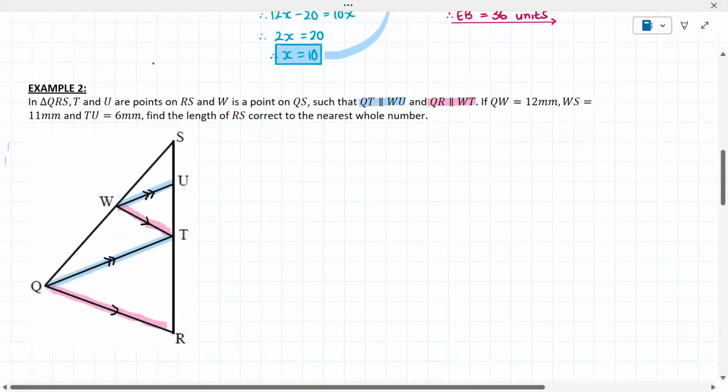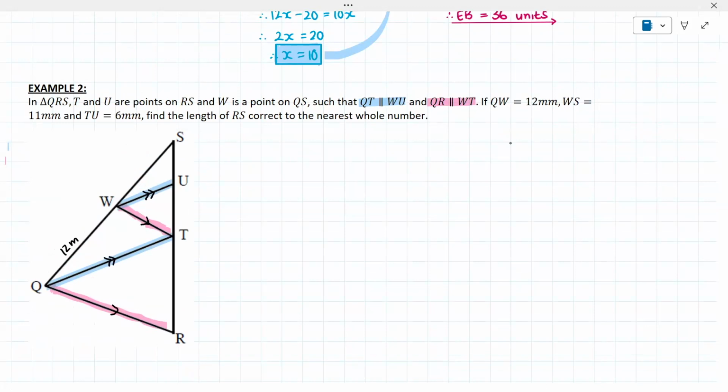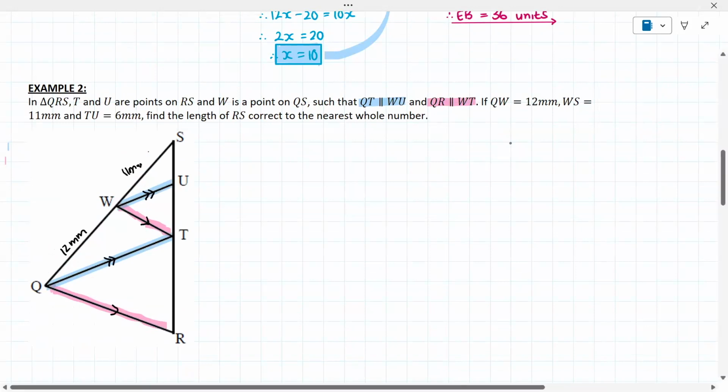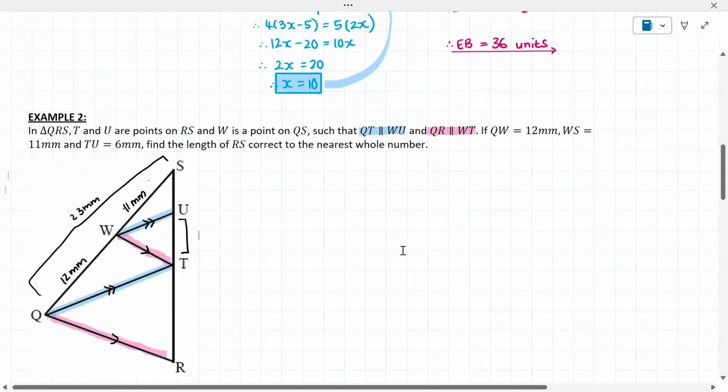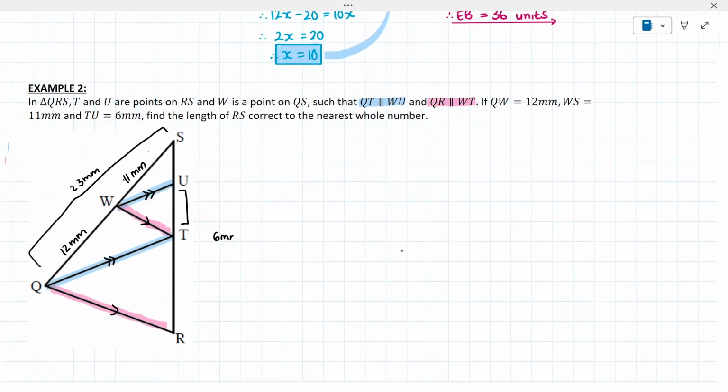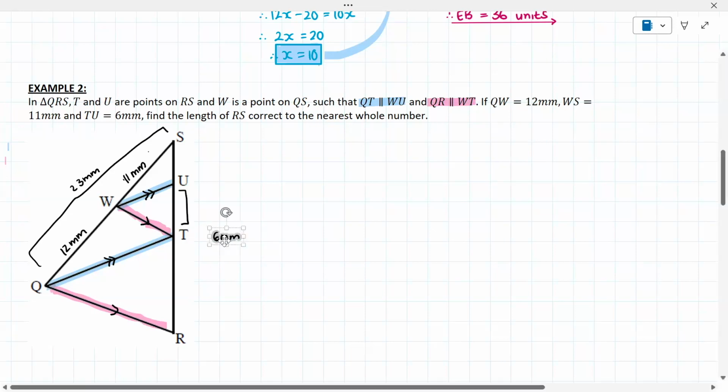So, whatever. Okay. Then we were told some lengths. QW is 12 millimeters. WS was 11 millimeters. Just remember that means that technically speaking, you know the whole length SQ, because if you've got 11 and 12, you just add them together to get SQ, so 23 millimeters. And TU, the segment over here, is 6 millimeters. That's all the information that you have. So I'm asking you to find what SR or RS is.